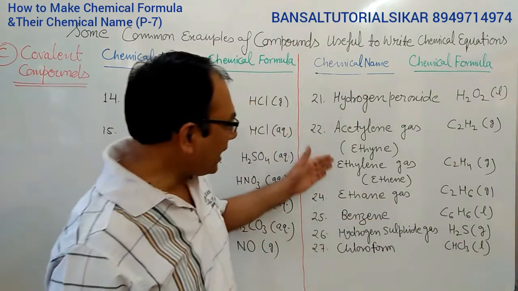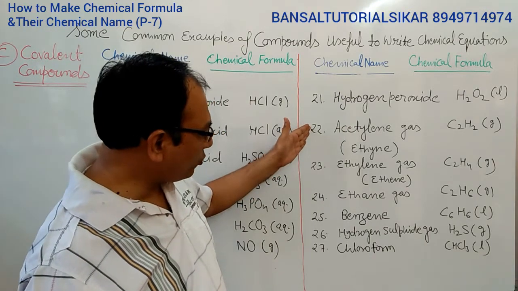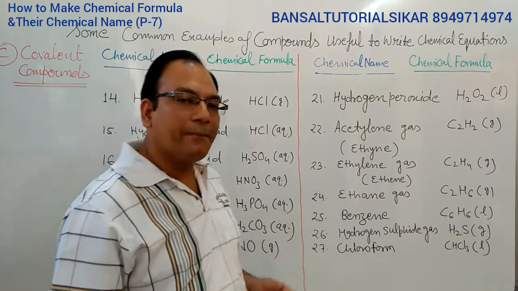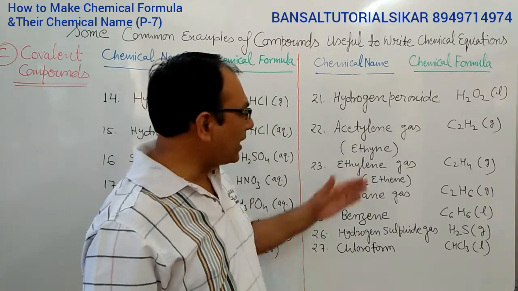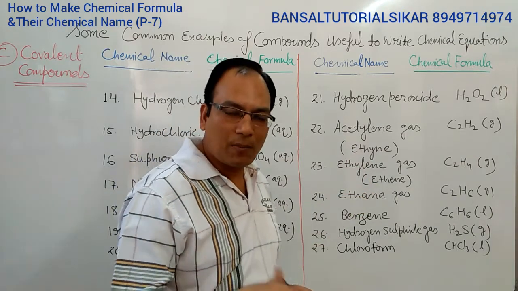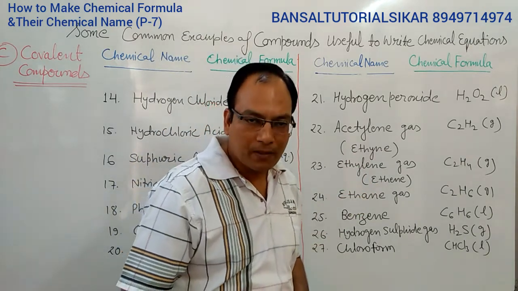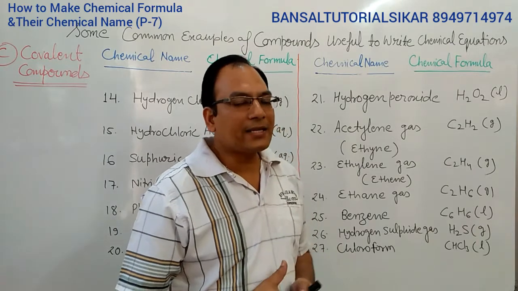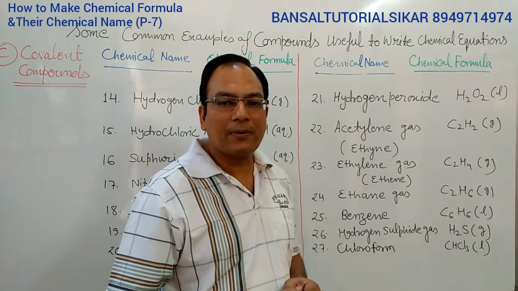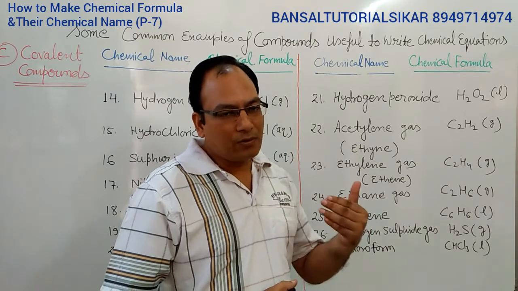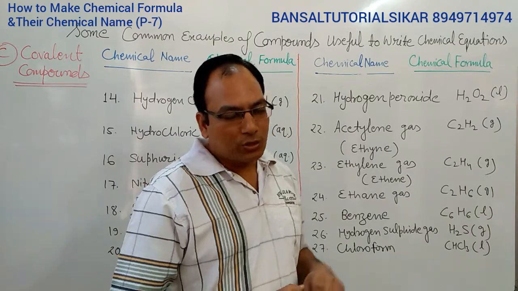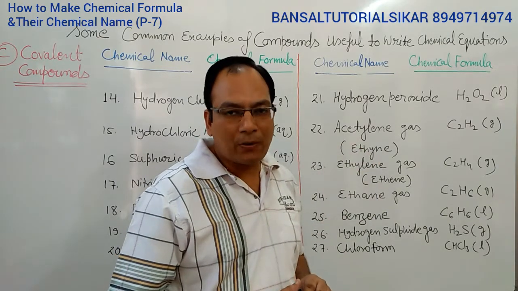Students, again these compounds from 22 to 25 and also 27 are organic compounds. We will discuss why it is known as ethylene, why it is called ethene, and why it is called ethane. We will discuss nomenclature in carbon and its compounds. So students, in this lecture we have seen some common examples of carbon compounds which are usually encountered in our chemical reactions. Learn the formulas of these compounds well.